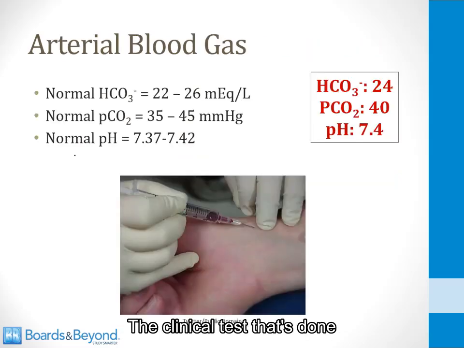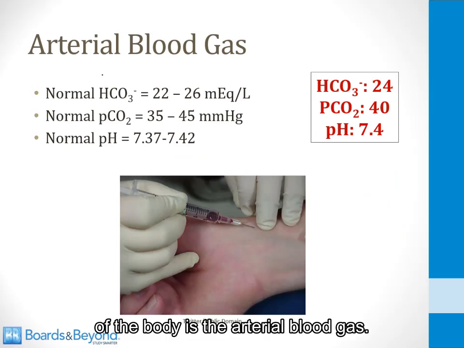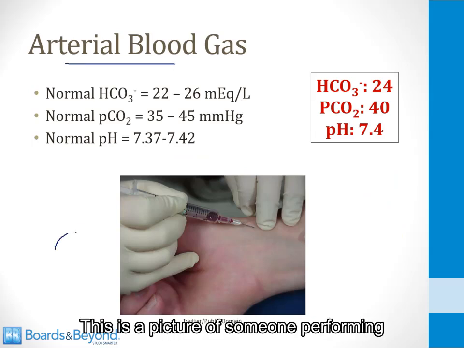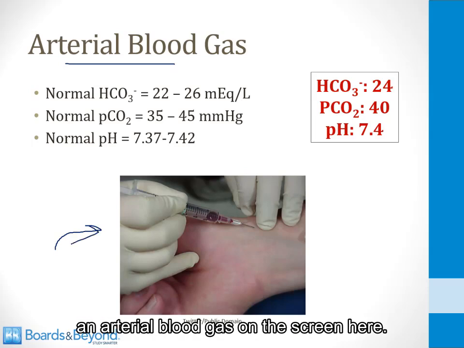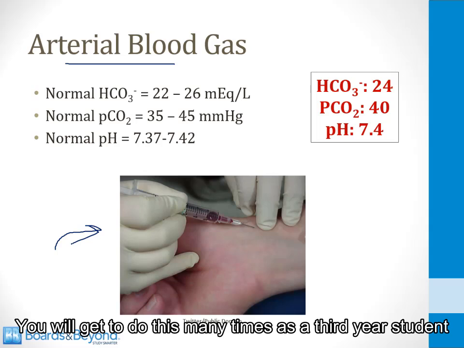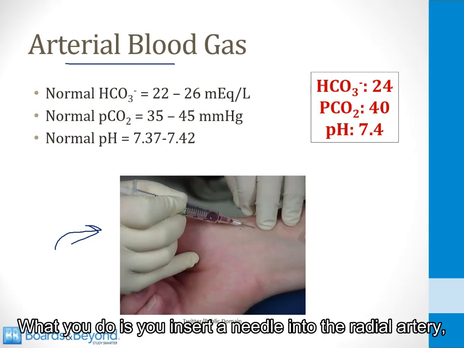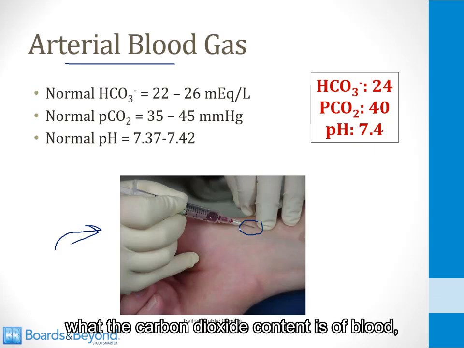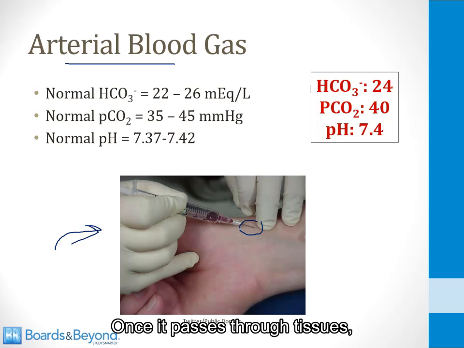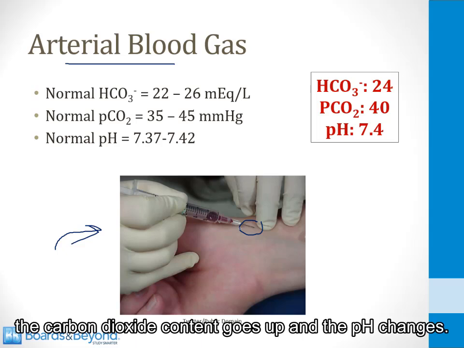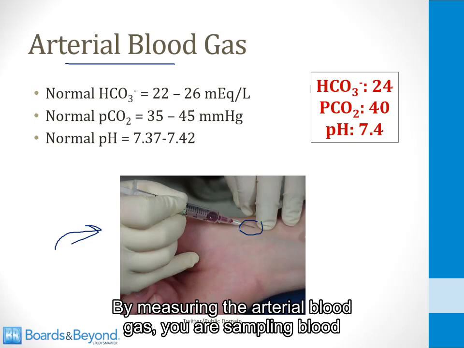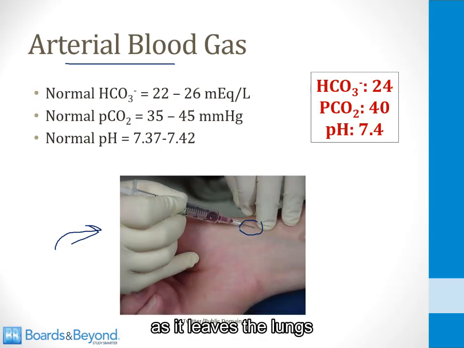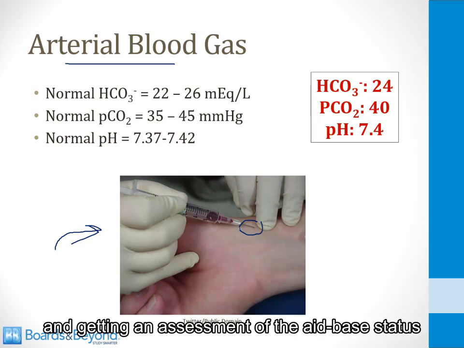The clinical test that's done to analyze the acid-base status of the body is the arterial blood gas. This is a picture of someone performing an arterial blood gas on the screen here. You will get to do this many times as a third-year student and as a trainee. What you do is you insert a needle into the radial artery and you draw a sample of arterial blood. You need arterial blood because you want to know what the carbon dioxide content is of blood before it has passed through tissues. Once it passes through tissues, the carbon dioxide content goes up and the pH changes. By measuring the arterial blood gas, you are sampling blood as it leaves the lungs and getting an assessment of the acid-base status of the body.